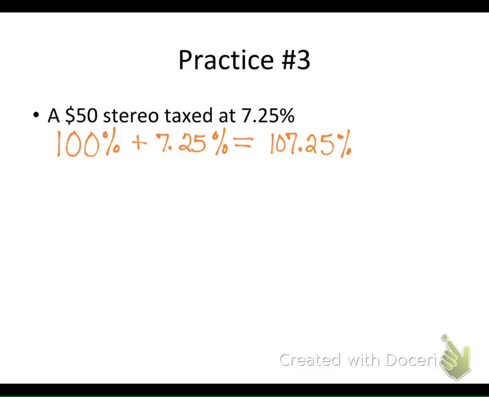Step 3, change this percent to a decimal. Okay, and what do you get? Take 107.25 divided by 100. What do you get? 1.0725. Good. Now, you do not round your multiplier. Okay? So don't round your multiplier. You're going to keep this big old long number. You're going to keep that multiplier.